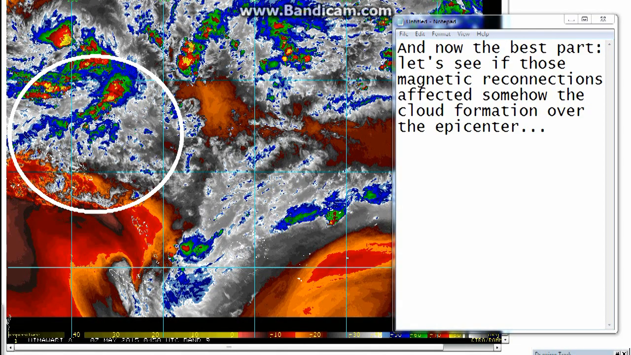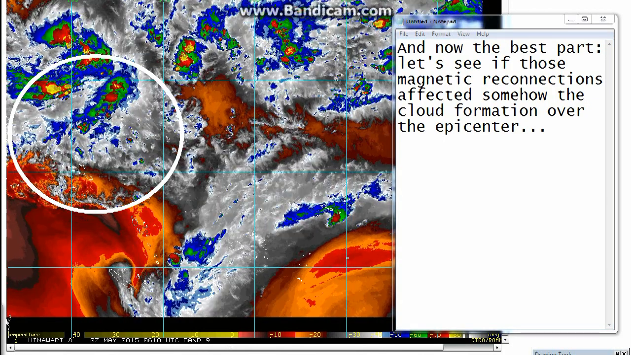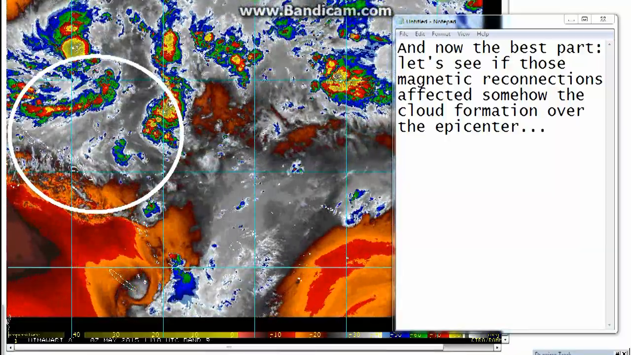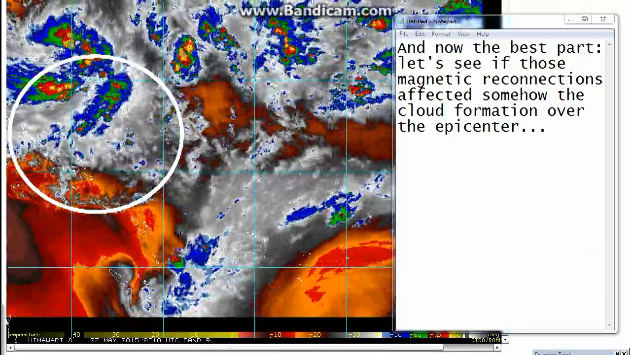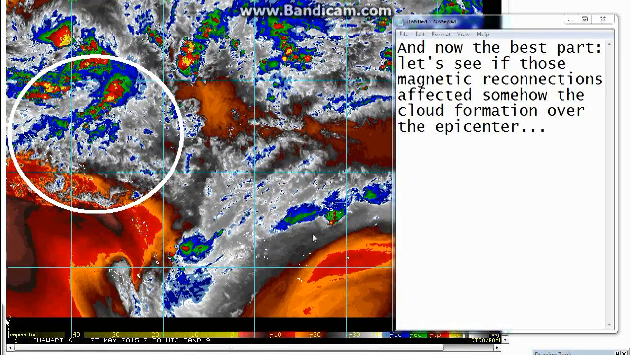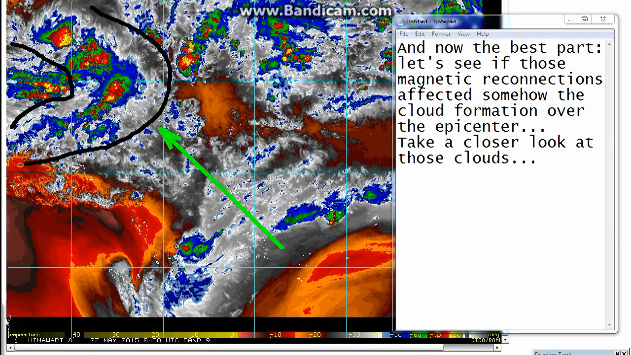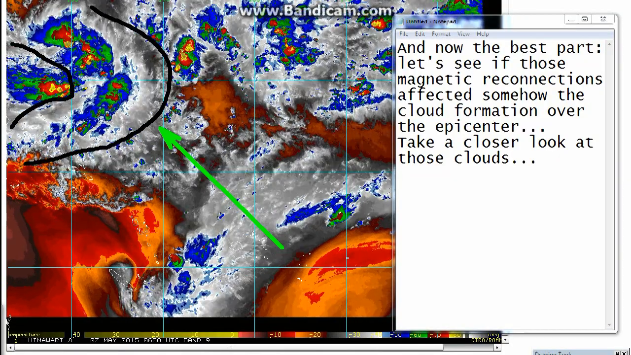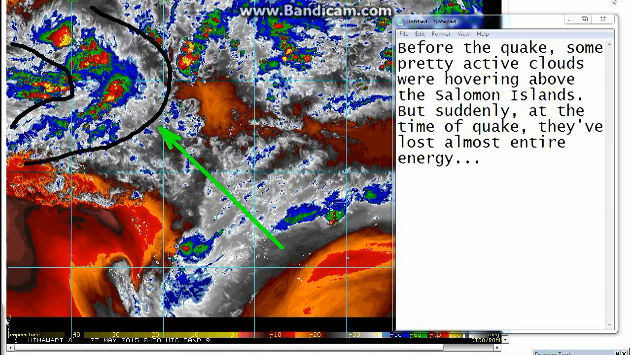And now the best part. Let's see if those magnetic reconnections affected somehow the cloud formation over the epicenter. Take a closer look at those clouds. Before the quake, some pretty active clouds were hovering above the Solomon Islands, but suddenly, at the time of quake, they've lost almost entire energy.